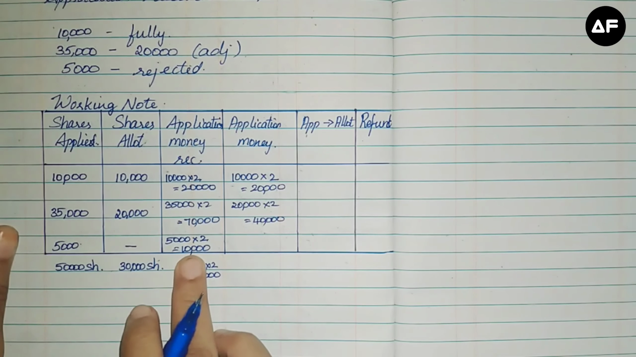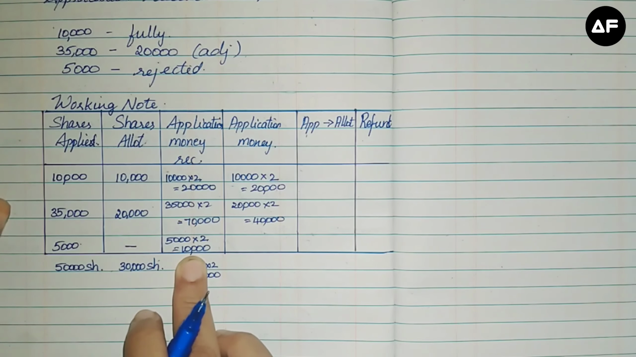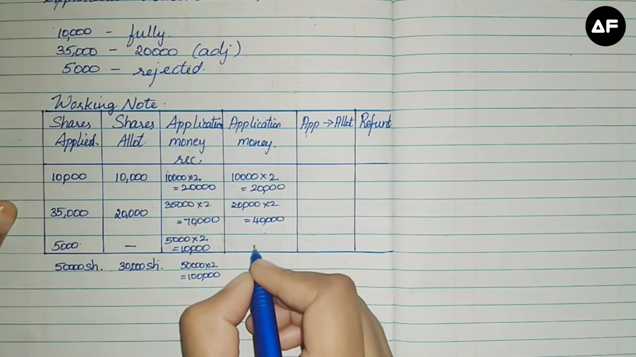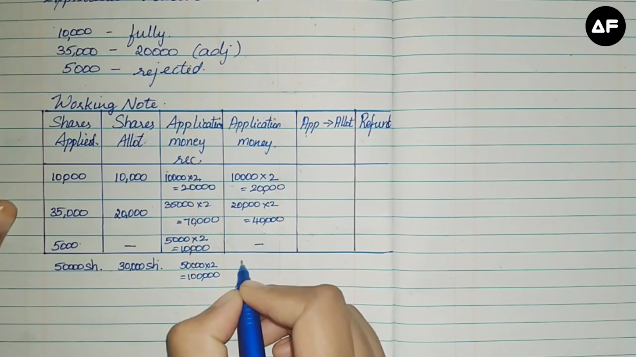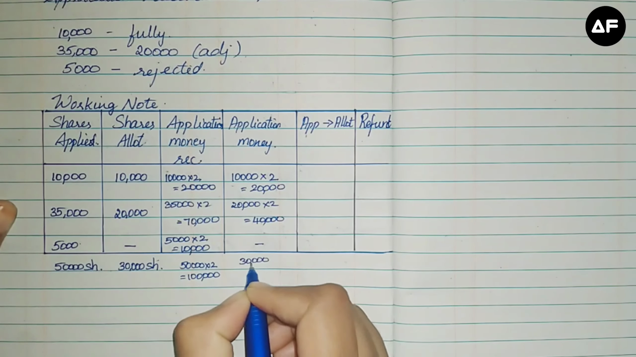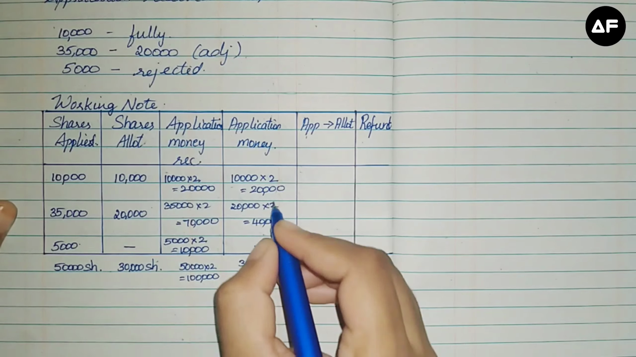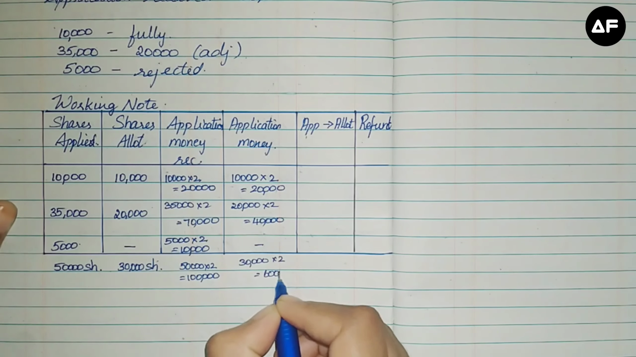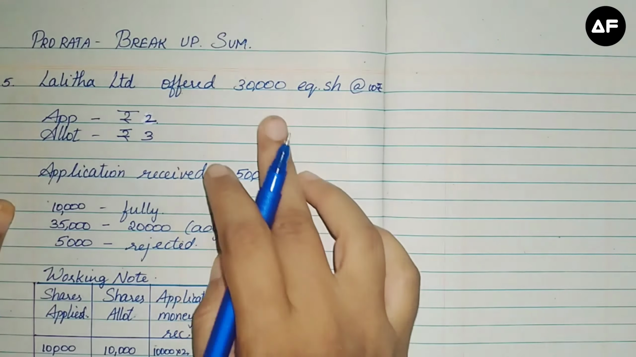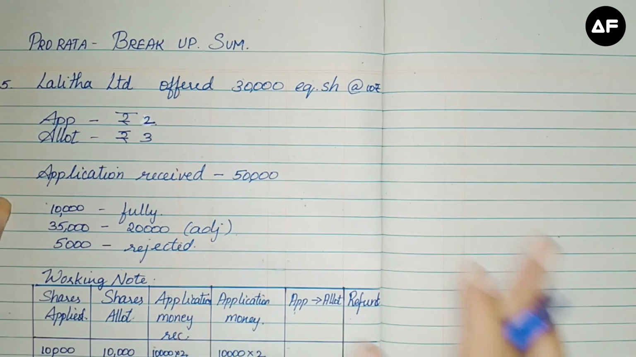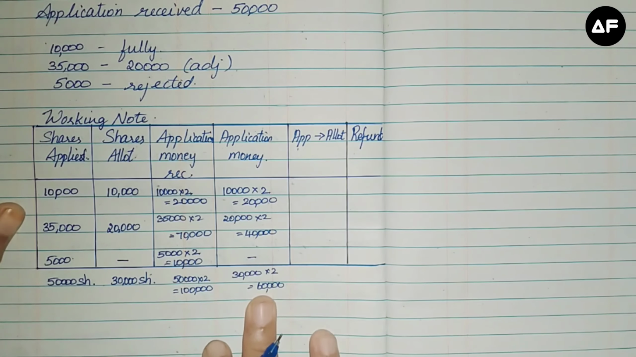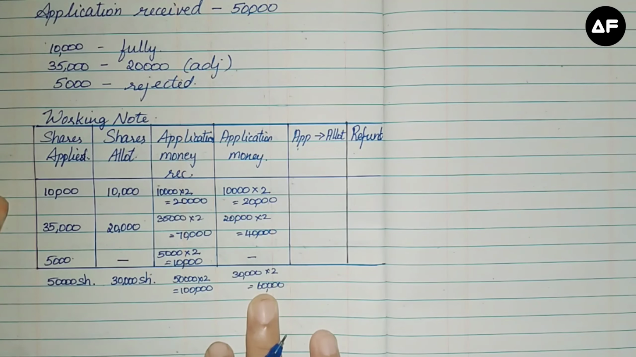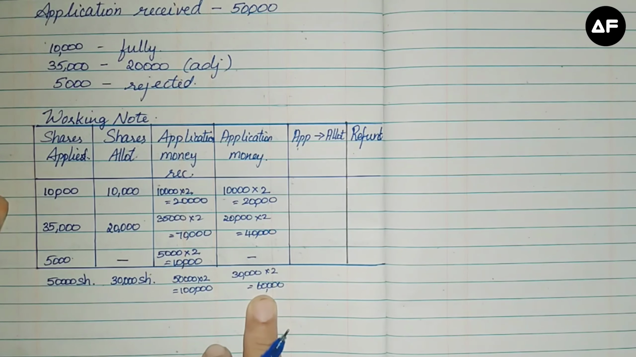Now here this 5,000 is not actually supposed to be received by the company, so this 5,000 doesn't come into the scene. When you add it up, 10,000 plus 20,000 shares will become 30,000 shares into 2, which is 40 plus 20, that is 60,000. If you take a closer look, the number of shares issued by the company is 30,000. So 30,000 into 2 is 60,000. This is the actual application money which is supposed to be received by the company. So this entry will be share application account debit to share capital.